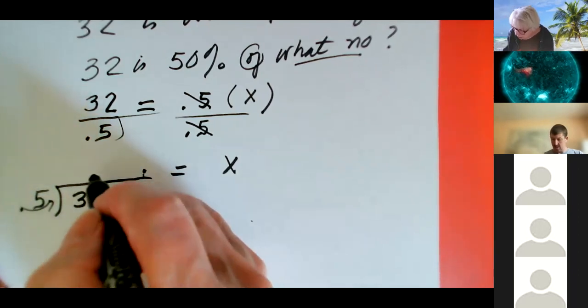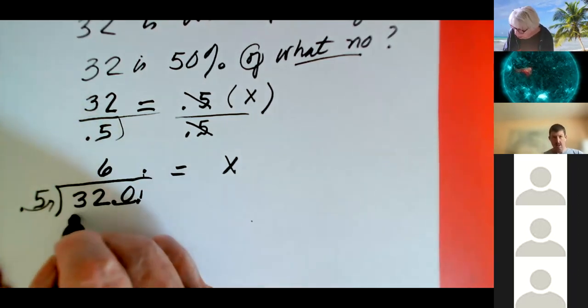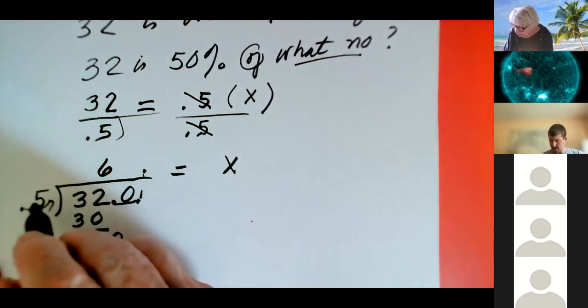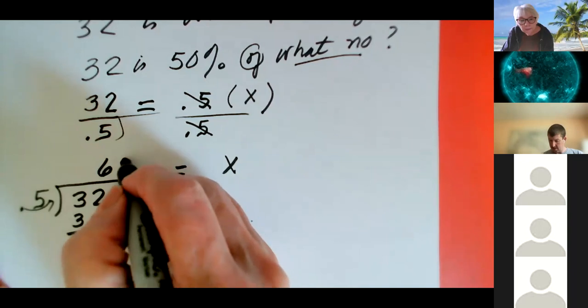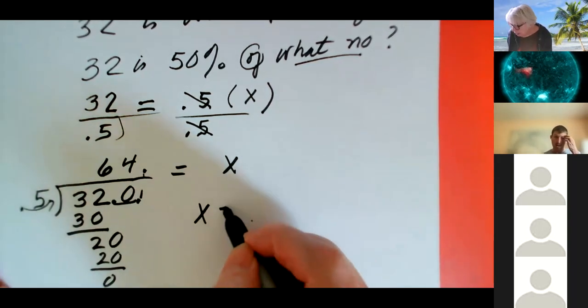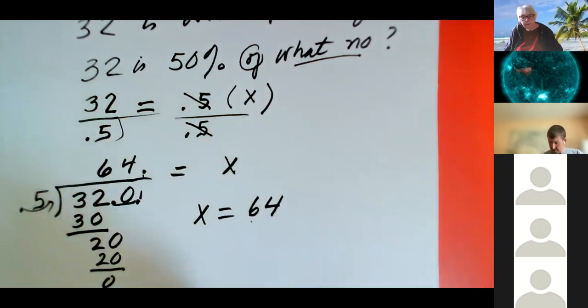5 into 32 is 6. This is 30, 2 left over. Oh, good. 5 into 20: 4. Done. X equals 64.